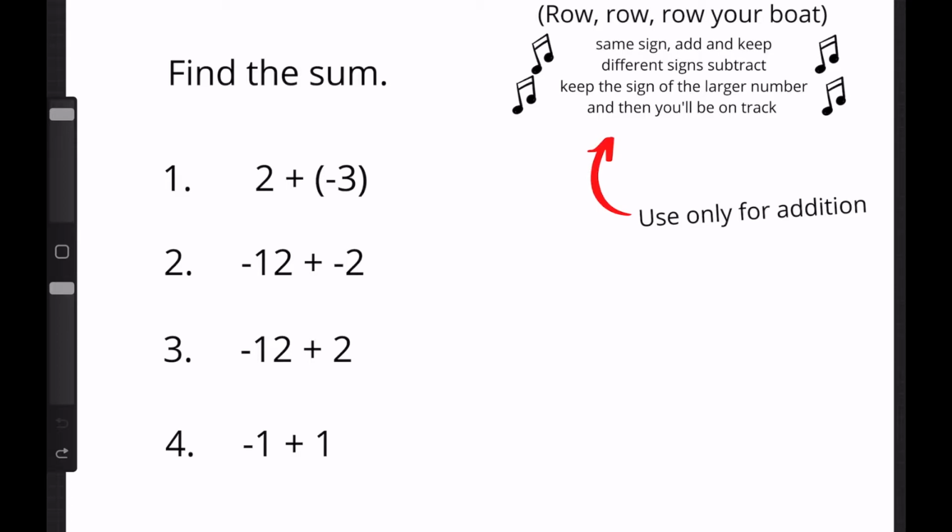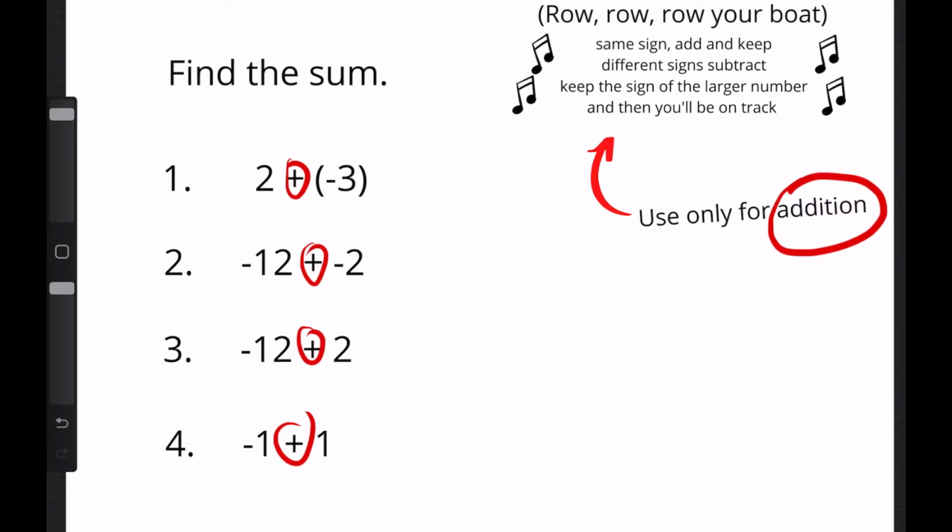Do you get how that goes? Same signs, add and keep. Different signs, subtract, and keep the sign of the larger number. That's what we're looking at. And this only applies for addition of integers. It doesn't apply for anything else. So when you're adding integers, when you see this plus sign between 2 integers, you are adding integers. You're finding the sum. And this is the only time that you use this.